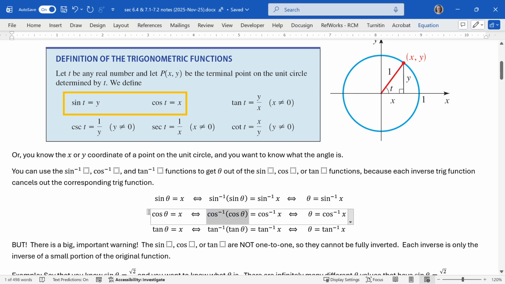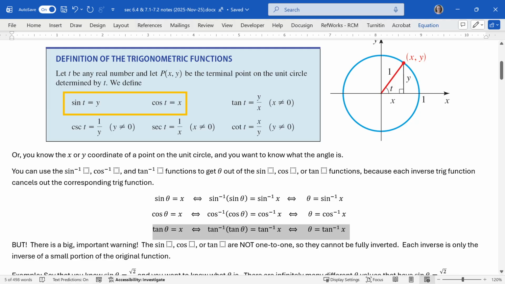On the left-hand side, the cosine inverse and the cosine are going to cancel out. That's going to leave you with just theta. And then on the right, you have to calculate whatever this is using a calculator or the unit circle. Okay, and the last one works the same way. All right, but there's a really big important warning here.